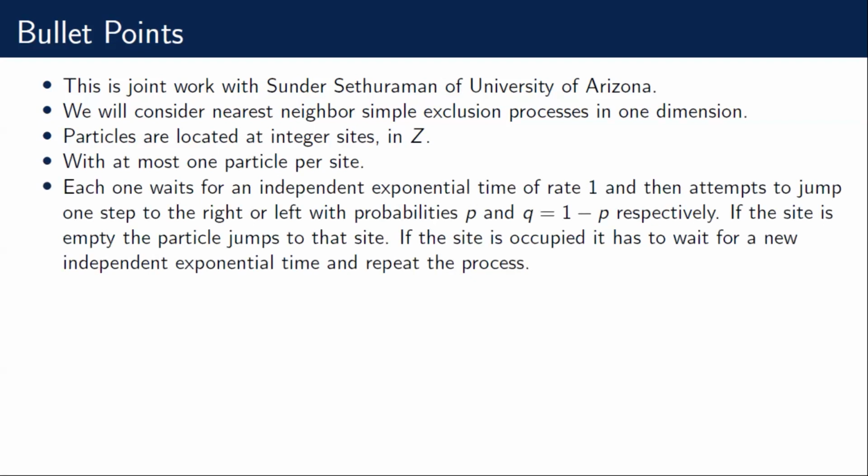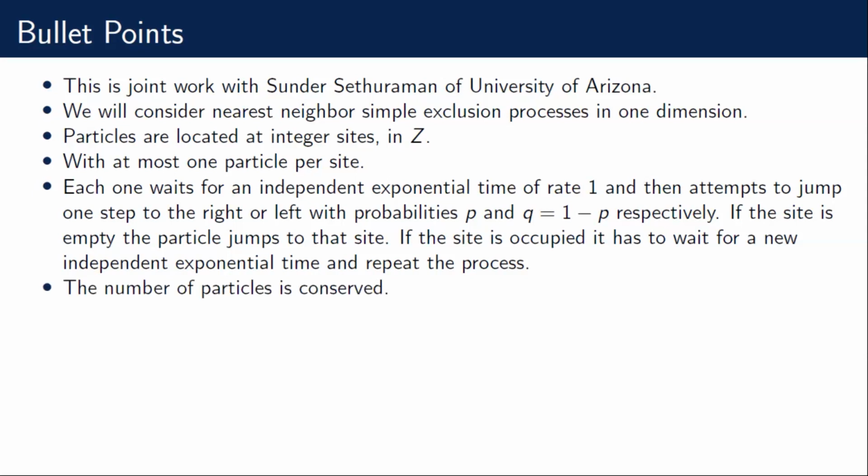Each particle waits for an exponential random time of mean 1, and then attempts to jump one step either to the left or to the right. The probability of choosing to jump right is p, and the probability for choosing to jump left is q, which is 1 minus p. Of course, if the site is empty, the jump is successful. But if the site is not empty, then it cannot jump and gives up the chance to jump and waits for another exponential random time. So that's how the process develops.